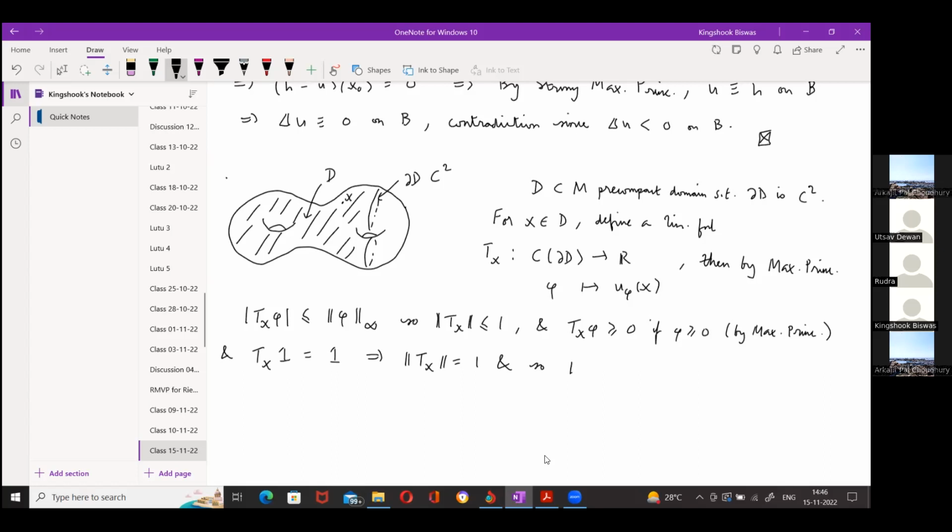So T_x φ is equal to the integral over the boundary of D of φ dμ_x, for all φ in C0 of the boundary of D. So this is for some unique probability measure.